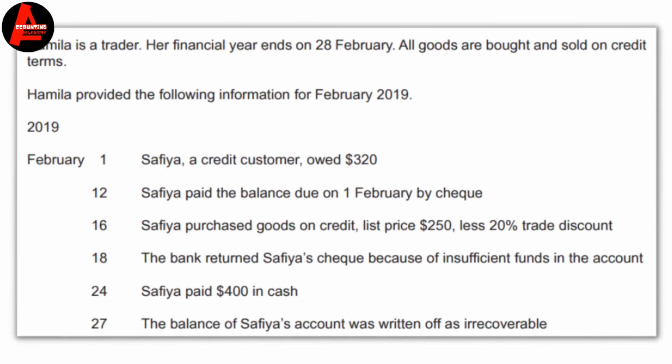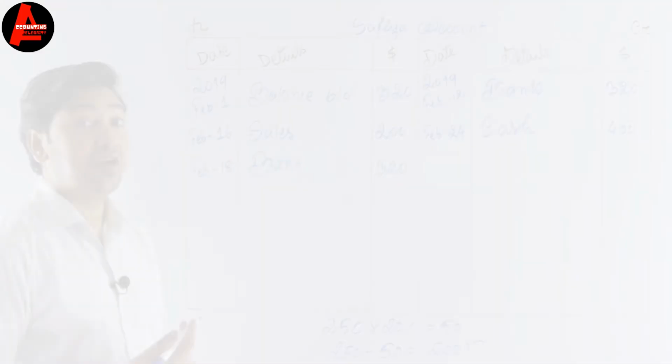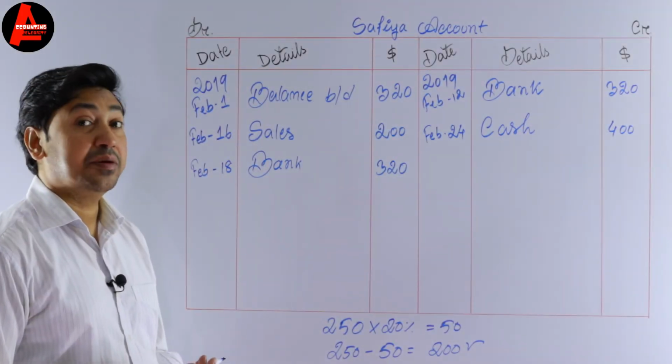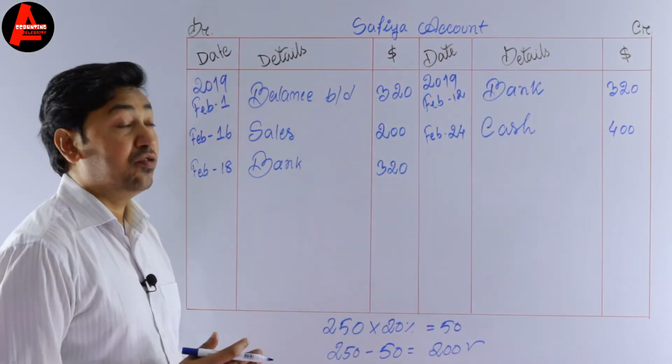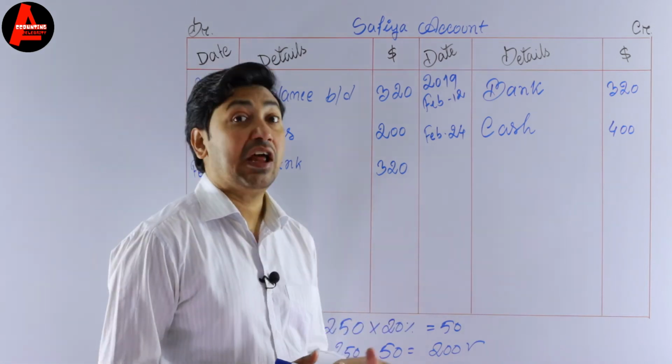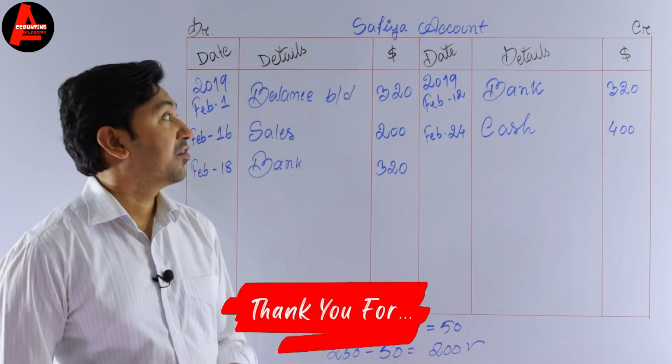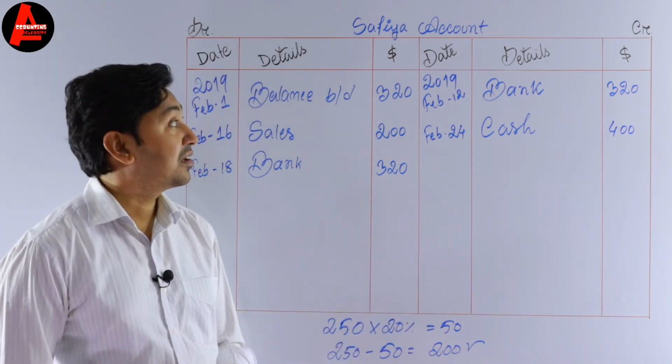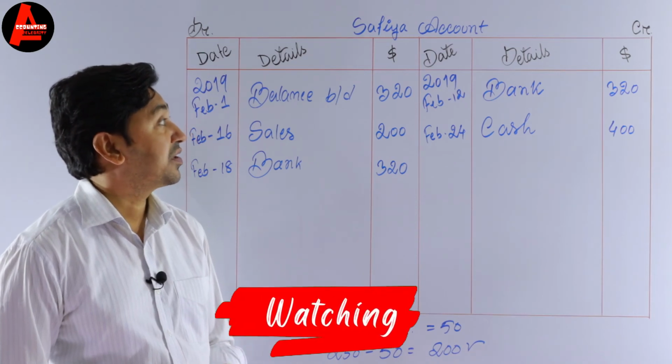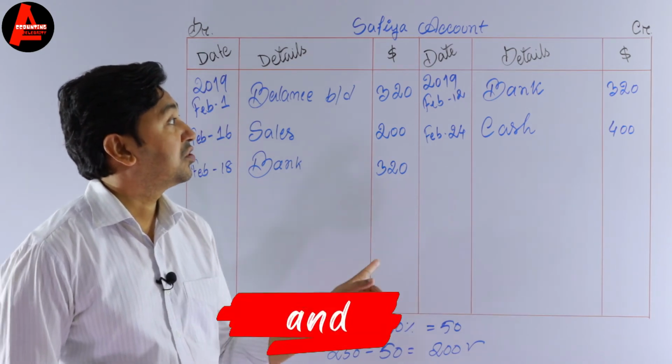Now what is next? 27. The balance of Shafia's account was written off as irrecoverable. So written off as irrecoverable means it is a bad debt. Okay, now we have to balance this ledger to calculate here bad debt. Very good, but how to calculate bad debt here? Okay, so for this, first of all, we have to compare these two dollar columns.